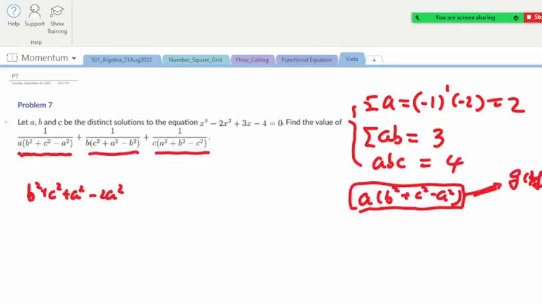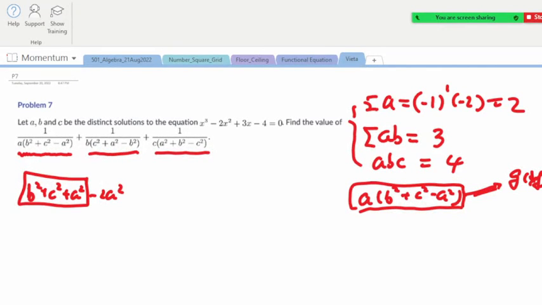This is c squared plus a squared plus b squared minus 2b squared. So we know what b squared plus c squared plus a squared is. This is what we know, right? Yeah, so then we just plug it in. Yes, we reduce the three variables here into a single variable, a first. And then we know what to do.